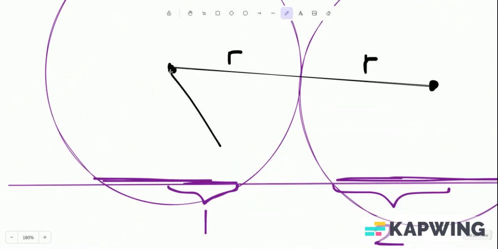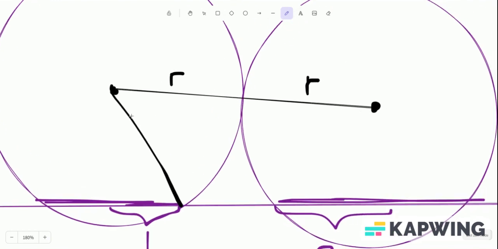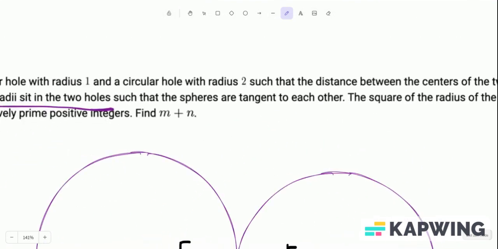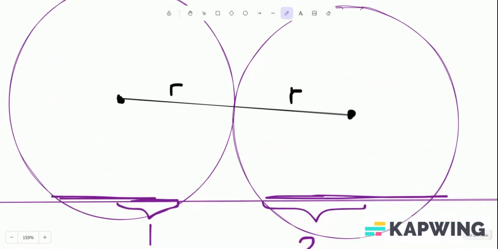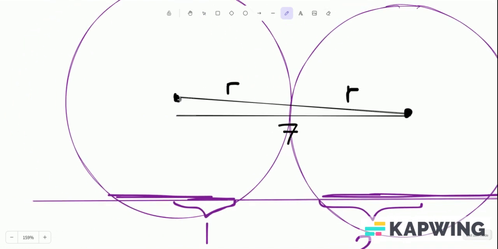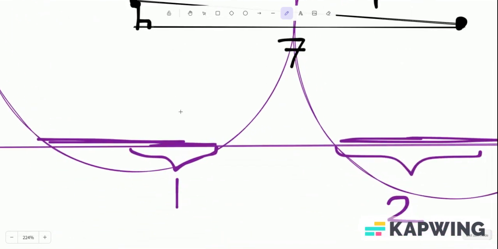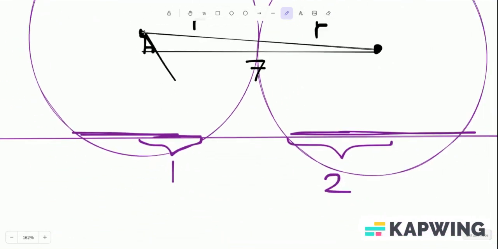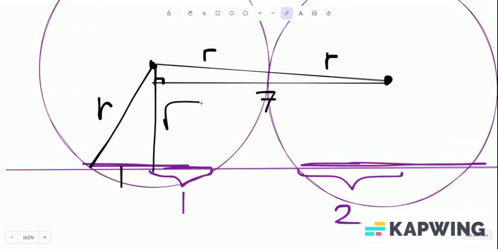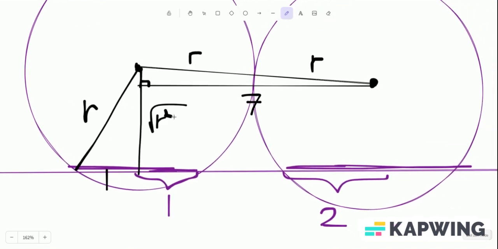So first of all, we have the distance between the centers of the circles, of the holes, is equal to 7, as given. So we can draw a right triangle, and watch this. This is 1, this is r, so this length is r squared minus 1.